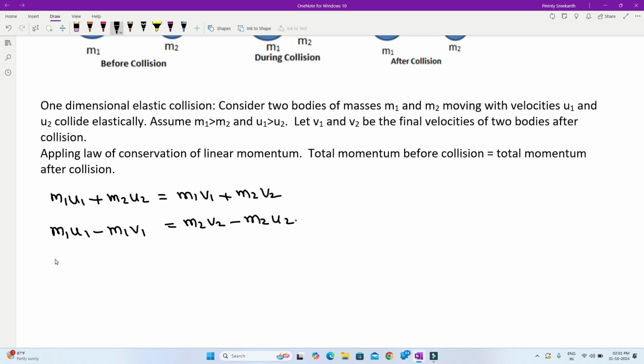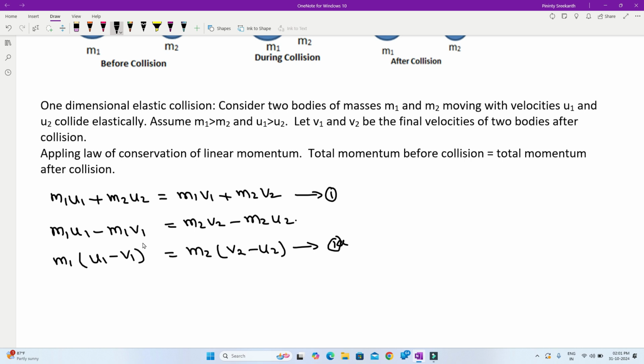Now take common factor m1 into u1 minus v1 is equal to m2 into v2 minus u2. So this is equation number 1, equation number 1a.